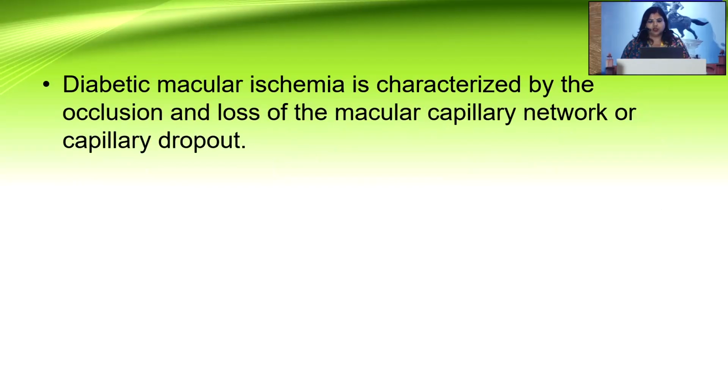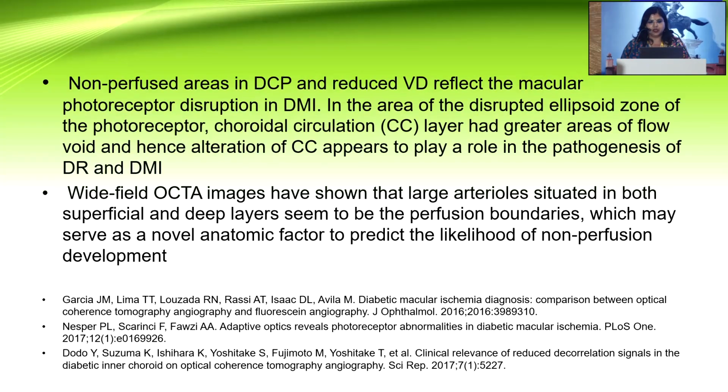Diabetic macular ischemia is characterized by occlusion and loss of macular capillary network or capillary dropout, and non-perfused areas in DCP and reduced VD. They reflect the macular photoreceptor disruption in diabetic macular ischemia. So we can detect diabetic macular ischemia at the earliest also by OCTA.